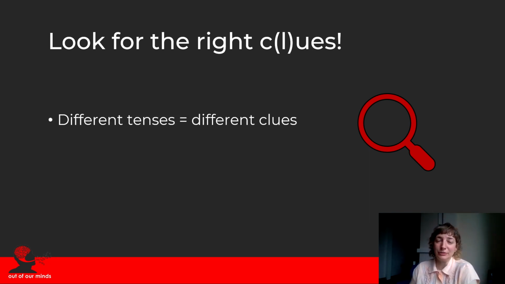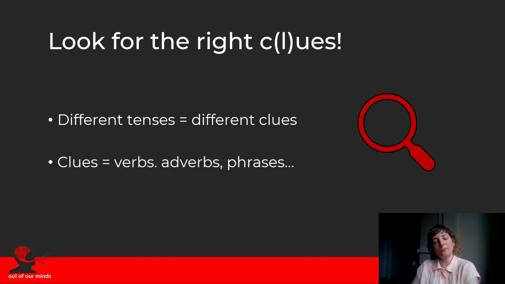We've also found that different tenses will rely on different clues or different cues, which means that the present simple and the past perfect progressive, for example, will rely on different cues. But I will show you which elements of the text or which clues are actually relevant for each tense aspect combination. Another thing you need to keep in mind is that, as I said, different tenses will rely on different cues, and these cues can be verbs or adverbs or even phrases.